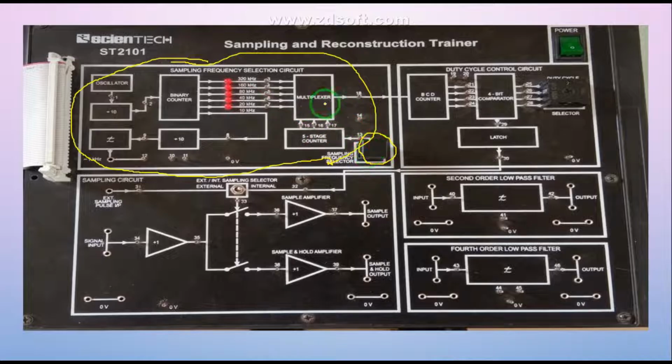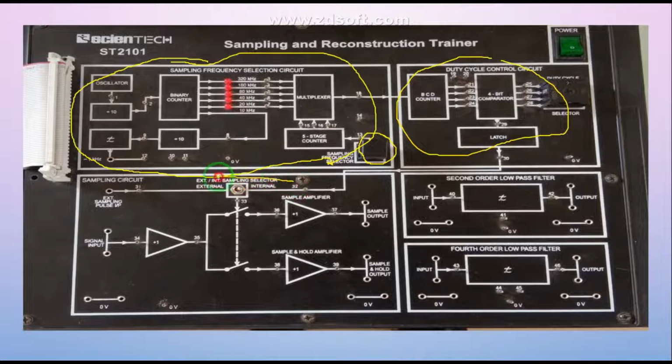The output of this multiplexer is given to this duty cycle controller circuit, by means of which you can control the duty cycle of the sampling pulses. After that, it has been given onward. Now, this is your second section. Now, the third section is what?